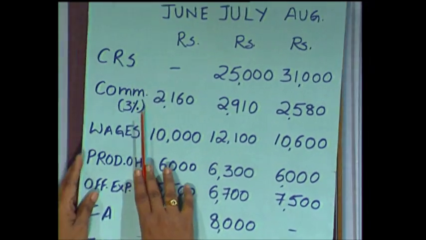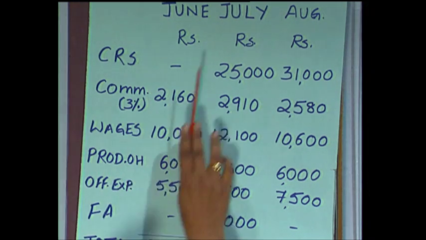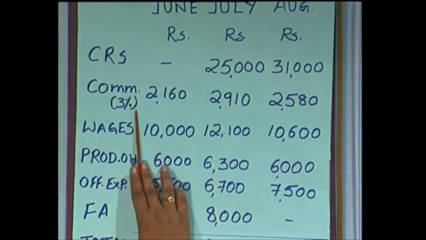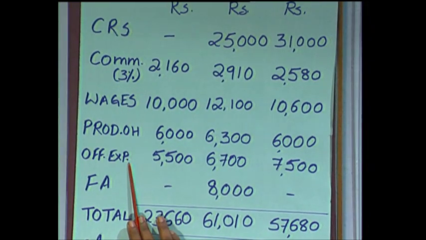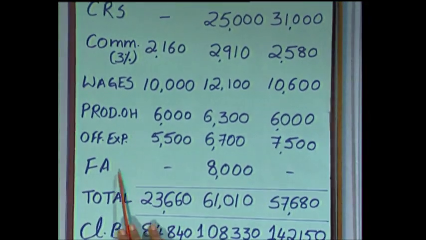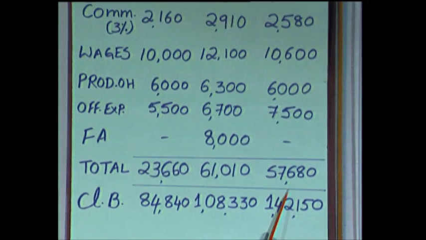Now, coming to commission, it is given as 3%. Take the sales of each month, June, July and August, and calculate 3%, and we get the commission for each month. Wages, production overhead and office expenses have not been given any credit, so each month's expenditure is paid in the same month. Fixed assets are purchased in the month of July, so take them for July. Add up the payments, and you get the total payments.